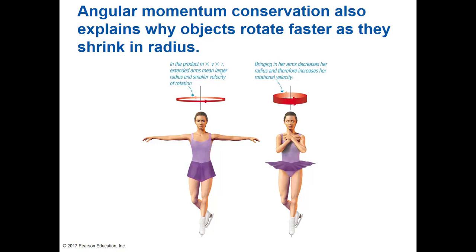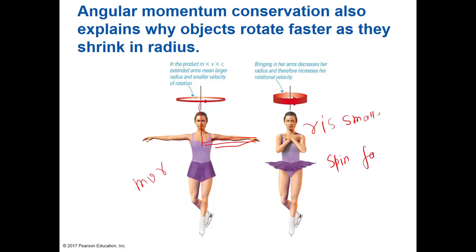See the dancer here. She is spinning from her axis, and this is the radius here, r. So the angular momentum is m times v times r. In this case, the radius is greater, so she spins slower. But in this case, when she brings her arms back, the radius r is small. R is small, so that means she spins faster.